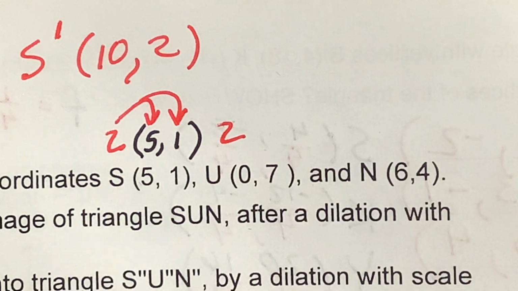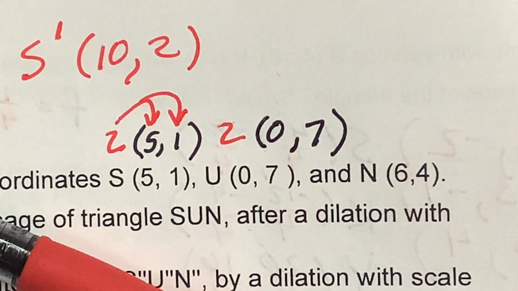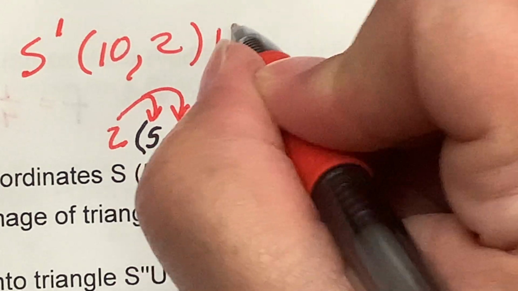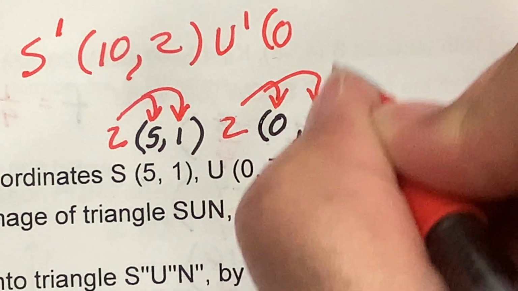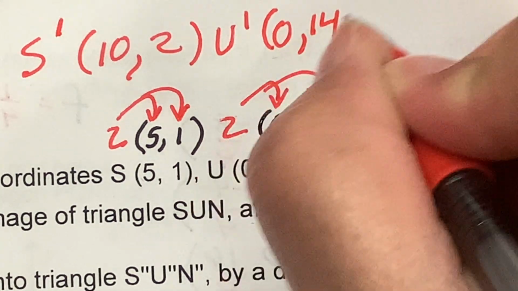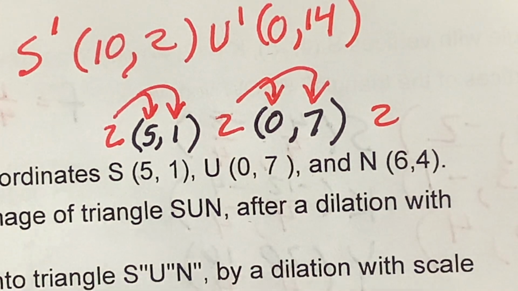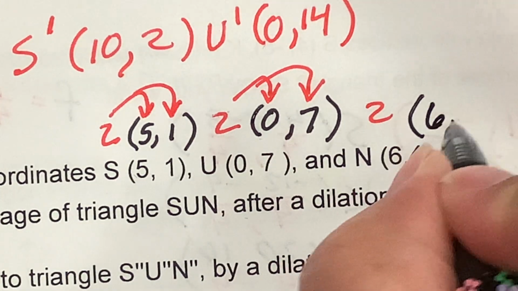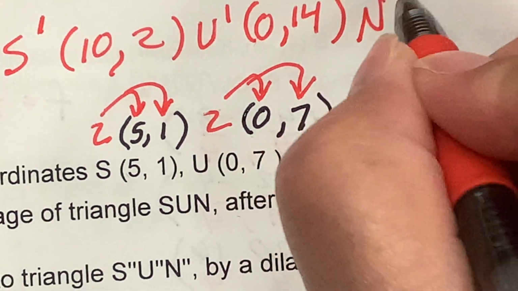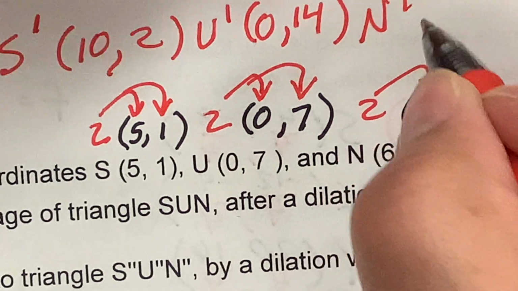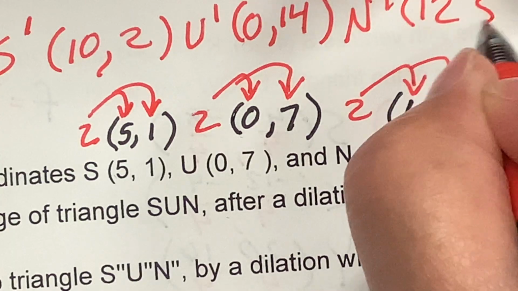So this one is 2 times 0 and 7. Let's see. So the U prime is going to be 2 times 0, which is 0, and 2 times 7, which is 14. And the N, it's going to be 2 times 6 and 4. And let's see. So N prime is going to be 2 times 6, which is 12, and 2 times 4, which is 8.